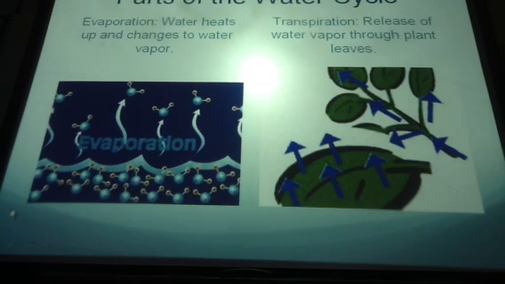Transpiration is also similar to evaporation, but transpiration is when plant leaves release water vapor. Again, they have little holes in their leaves called stomata, and those holes can release water if they need to. It also helps move nutrients and water up the plant as well.